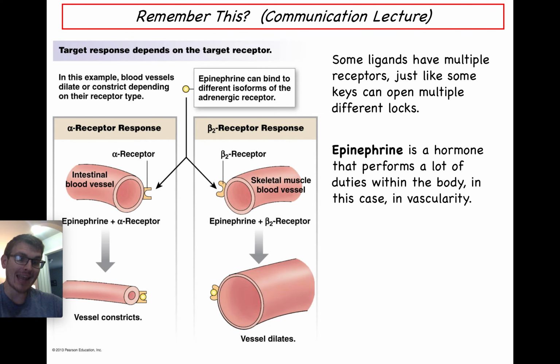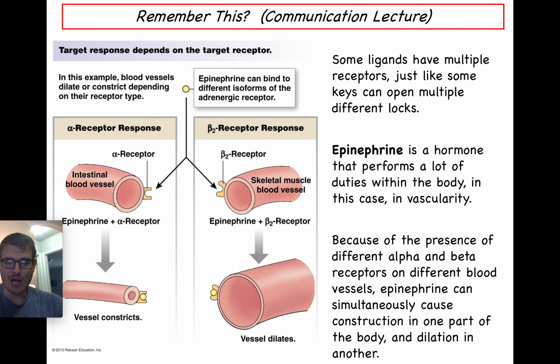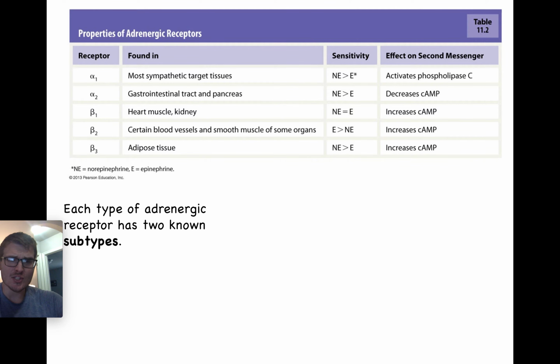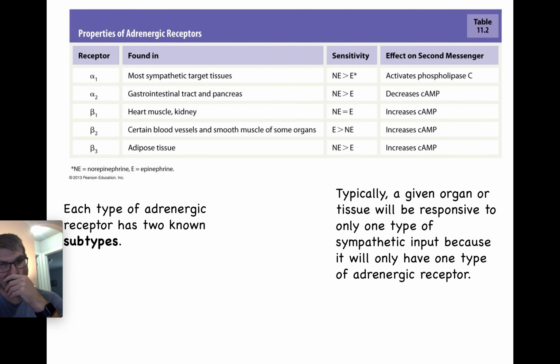So again, don't forget, epinephrine is not a neurotransmitter. It is a hormone. So we talked about that in communication, and we've referenced it before. So generally speaking, there are 5 different types of adrenergic receptors: alpha 1, alpha 2, beta 1, beta 2, beta 3. So these are called subtypes of the adrenergic receptor. So the nice thing, just to keep things nice and simple, typically a given organ or tissue is only going to have really one of these. So you're not going to see some tissue have beta 1, beta 2, and alpha 1 receptors. So typically you have one of these and that's it.